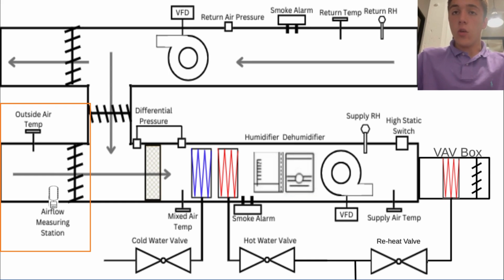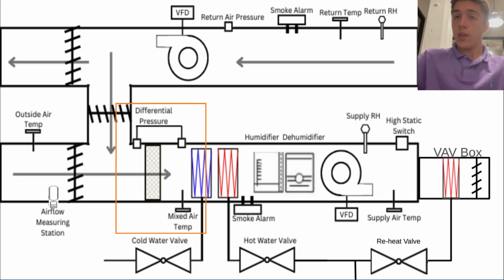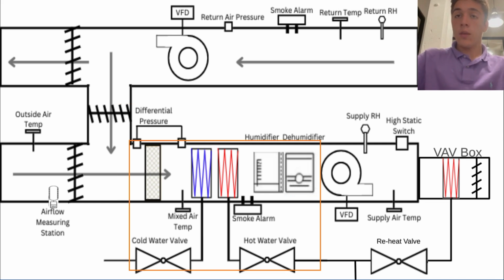So just again to go over this, outside air temperature is measured and is compared to the set point. There's also the airflow measuring station, which measures the outside pressure that's being sent in. This is also measured across the filter with the differential pressure. There's another mixed air temperature sensor just to measure the air temperature after the mixed air is added to it. Then we have the cold and hot water control valves just to control the temperature of the air when it's passed through the heating coils.